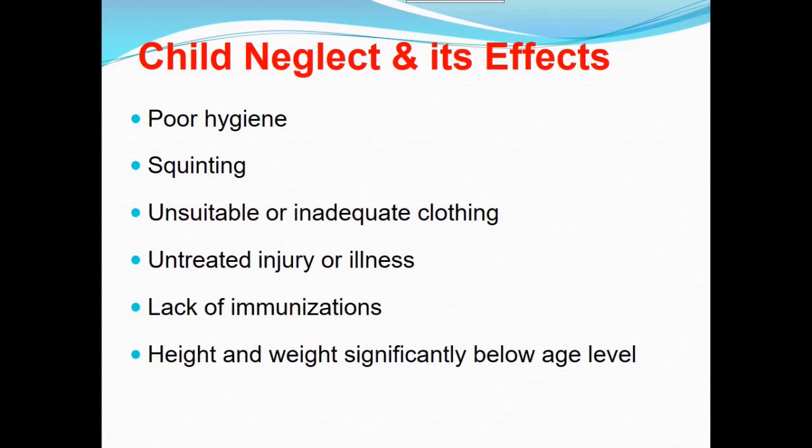So maybe you might notice the child is prone to lice or scabies or bed sores, or they have a strong body odor that seems to be very persistent. Maybe they're squinting all the time, so they have poor eyesight and it's not being addressed. Unsuitable clothing. Maybe they're missing key articles of clothing. Maybe they never seem to have any socks or undergarments. Untreated injuries or illness. Lack of immunization, so they're not vaccinated, they're not being taken to the doctor for all these things. Their height and weight is significantly below age level, so they seem to be stunted in growth because they're lacking some sort of medical or nutrient needs that they should have for their age.